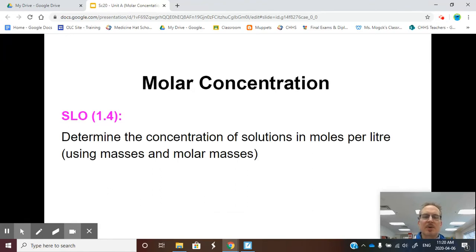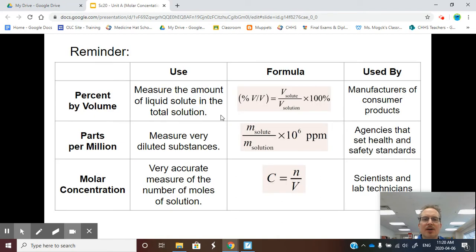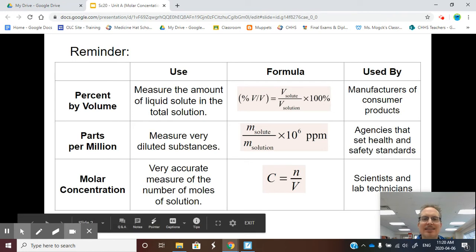Good morning, Science 20s. Our lesson today is going to be on molar concentration. This is the third type of concentration we're looking at. Remember, on the previous lesson, we looked at percent by volume, and we also looked at parts per million. So in this one, we are going to look at the one that is used more often in the scientific laboratory. If we take a look, this is the chart we had in the last video.